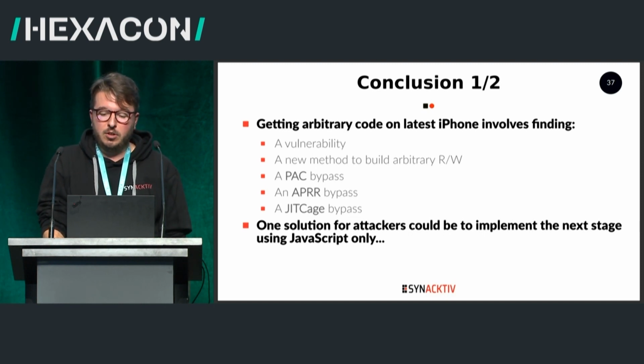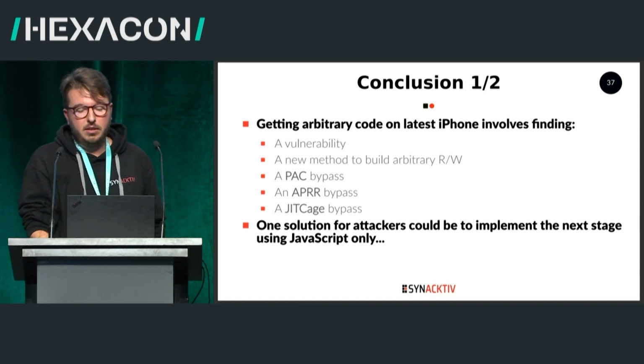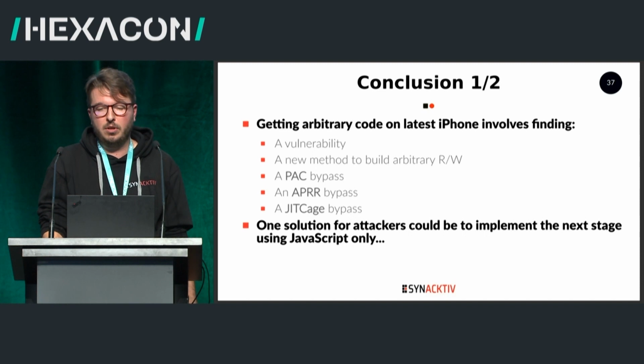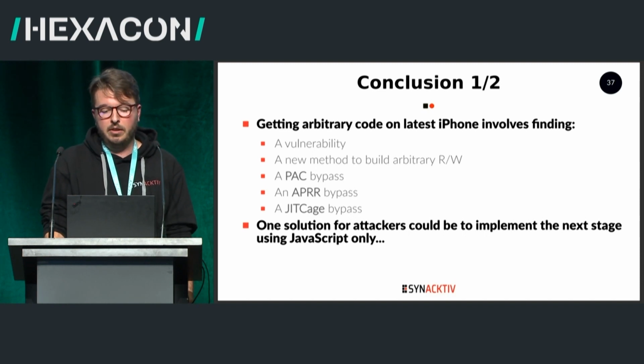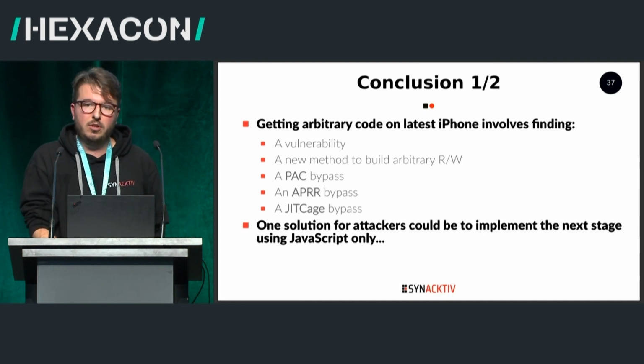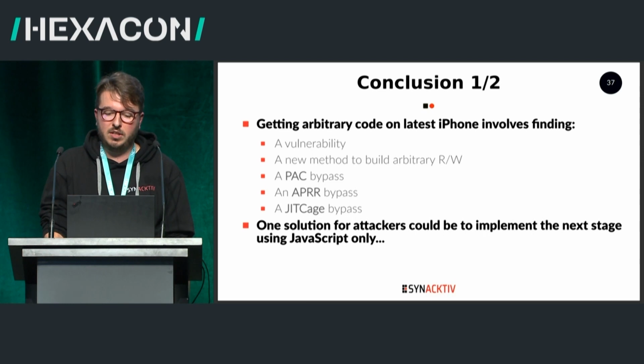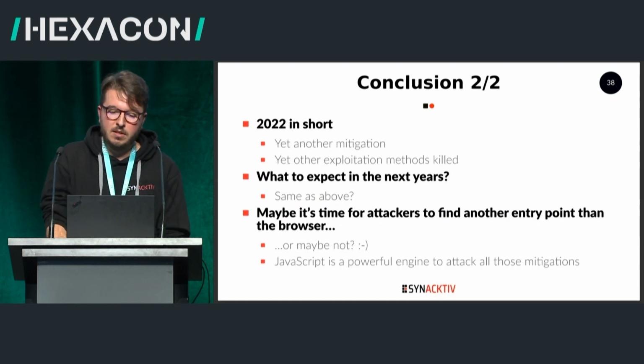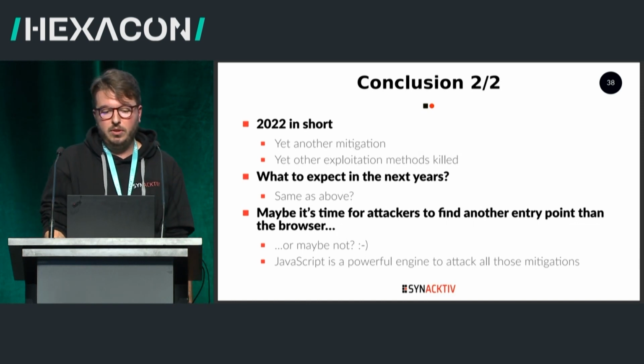Today, compromising Safari involves finding a vulnerability, a new method to build an arbitrary read-write primitive, and some bypasses for PAC, APRR and the JIT cage. Maybe today one solution for attackers could be to implement the next stage using JavaScript only, because it doesn't need to bypass APRR and the JIT cage. In short, in 2022, attackers got yet another mitigation in Safari, and yet other exploitation methods have been killed.